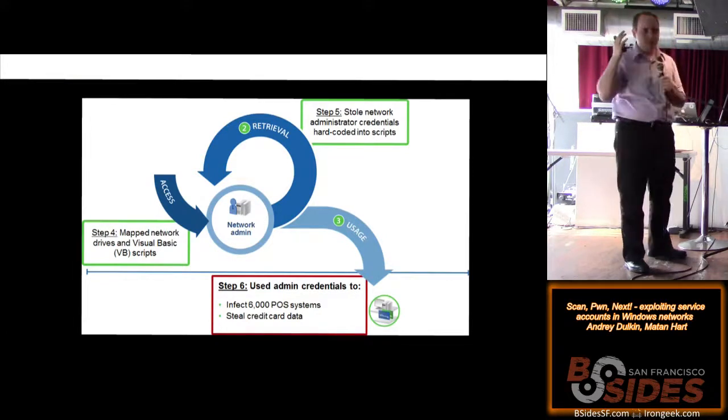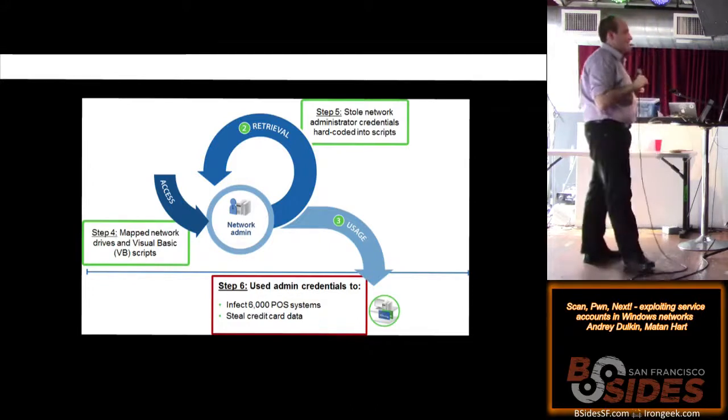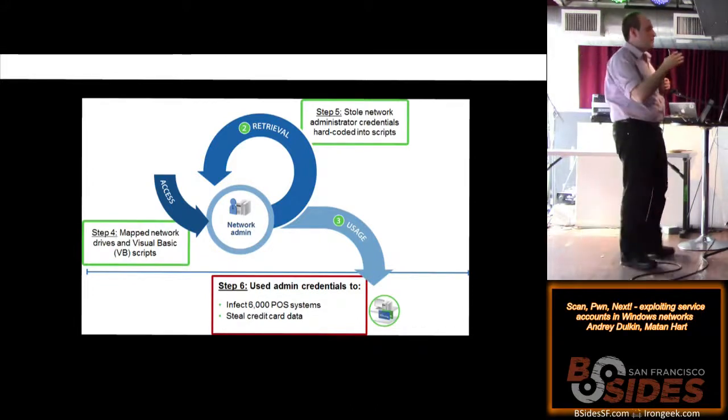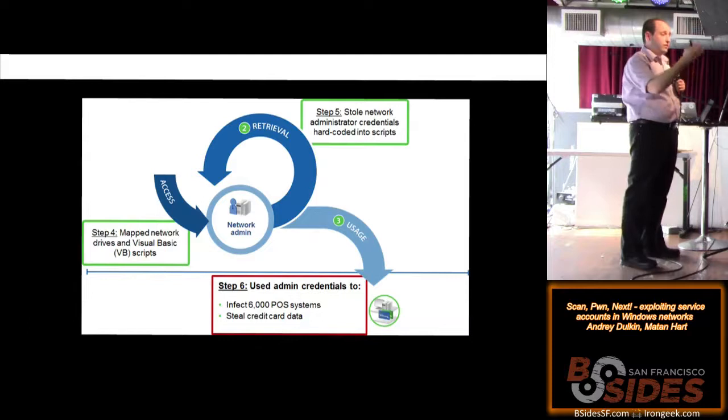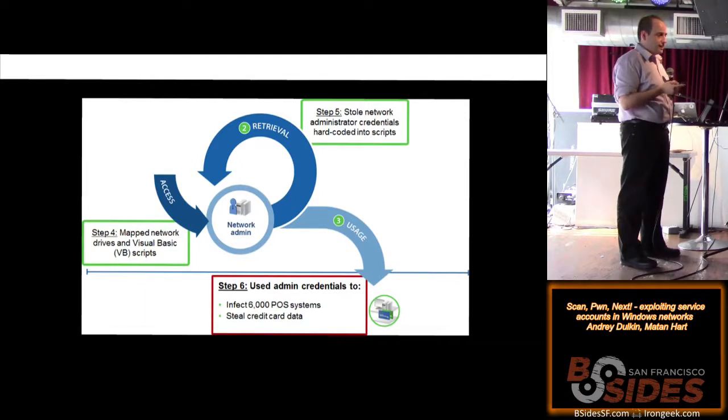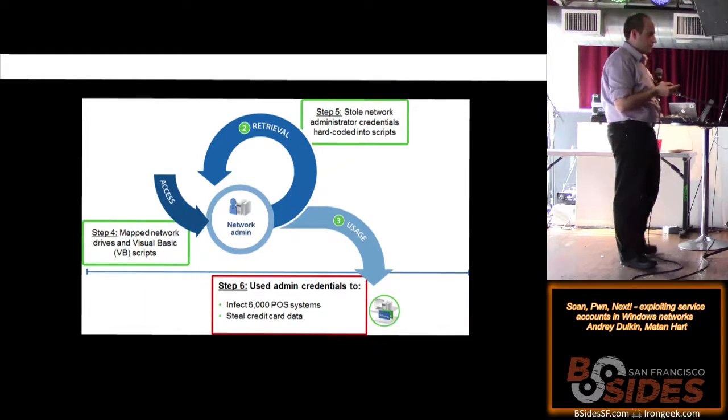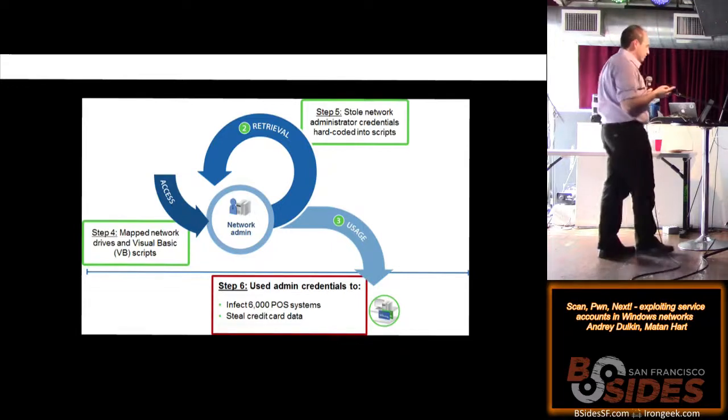Okay? So people here know that this is problematic. And what the attackers did with that is they used those credentials in order to get to the point of sale, over 6,000 point of sale devices where they installed the malware and stole lots and lots of credit card info from. So that single account configured in those VB scripts was highly lucrative for the attackers.